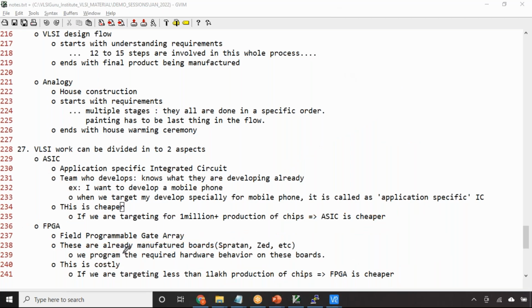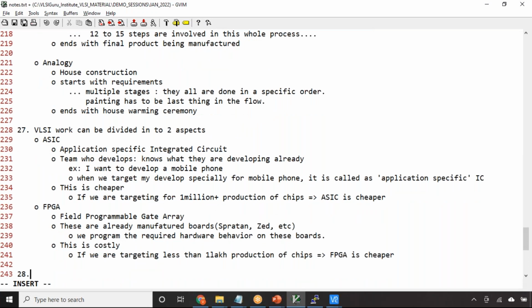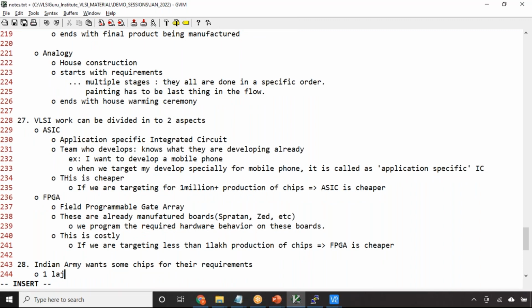Let us say, a simple example, the Indian Army wants to develop some electronic product. They want some chips for their specific applications and requirements. Now how many pieces may they require? Hardly 1 lakh pieces, right? So there they will go for FPGA only. They will go to BEL and ask them to develop 1 lakh chips. So BEL won't develop an ASIC, they will rather go with FPGA.